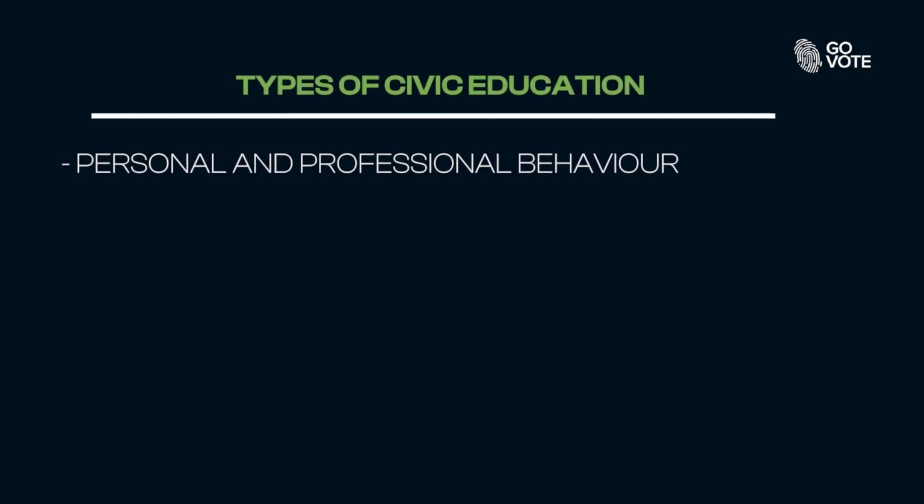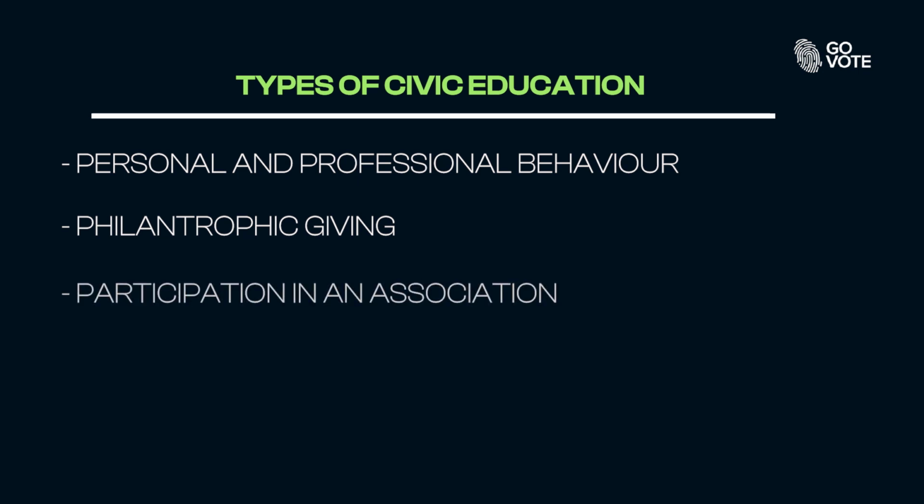Personal and professional behavior is a form of civic education. Philanthropic giving is a form of civic education. Participation in an association is a form of civic education. Things that you do that positively influence the values, beliefs, and behaviors of people towards a responsible and effective democratic space is what civic education is all about.